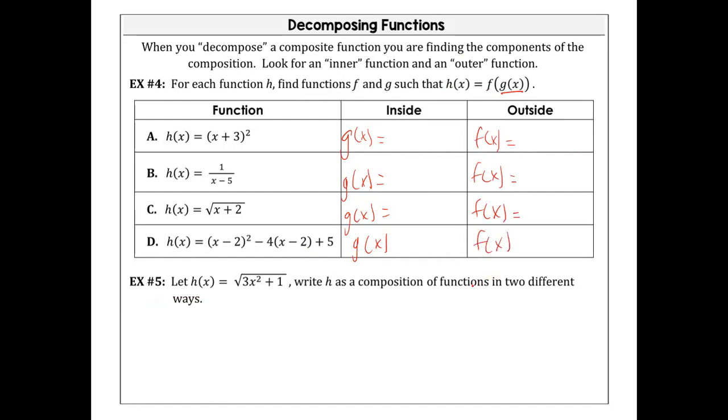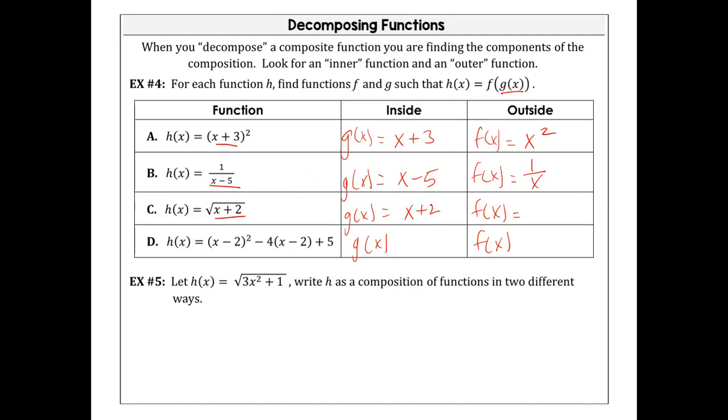All right, so looking at your inside. So on A, our inside is x plus 3. So x plus 3 is our inside. If I was to replace x plus 3 with just x, my outside would be x squared. Okay, for a rational, your inside is looking at your denominator. So our denominator is x minus 5. My inside is x minus 5. If I was to replace x minus 5 with just an x, it would be the rational function of 1 over x. For the square root, looking on the inside, our inside is x plus 2.